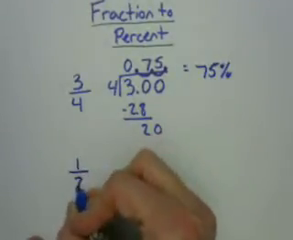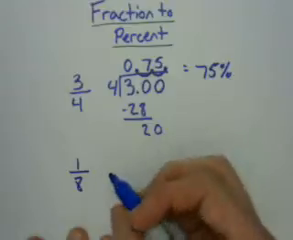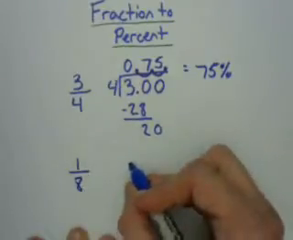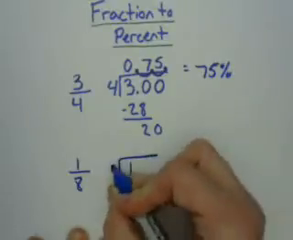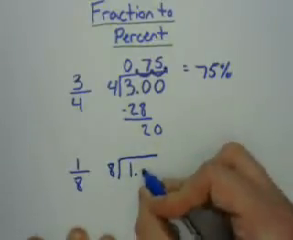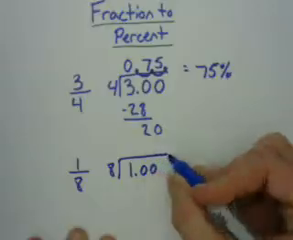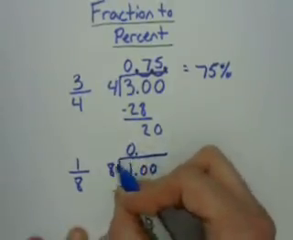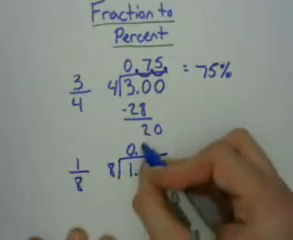1/8. Okay, so again, I read this as 1/8. I can also read it as 1 divided by 8. So I'm going to do that. 1 divided by 8. I'm going to put decimal and some zeros. 8 goes into 1 0 times. Decimal comes up. And then 8 goes into 10 1 time.